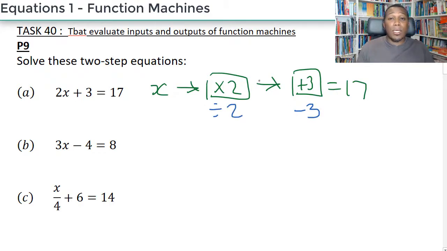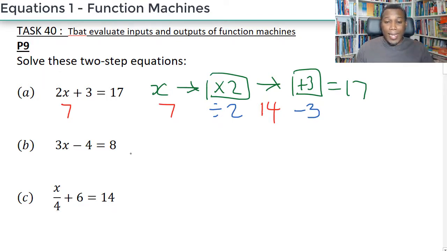17 take away 3, 14. 14 divided by 2, 7. So the answer, x is 7. 2 times 7 is 14, plus 3 is 17. Do the other two. Follow the same strategy. Pause, do them. Build your function machine. Use the inverse function, get your solutions. Remember, fraction bar means to divide. Off you go, make it happen.